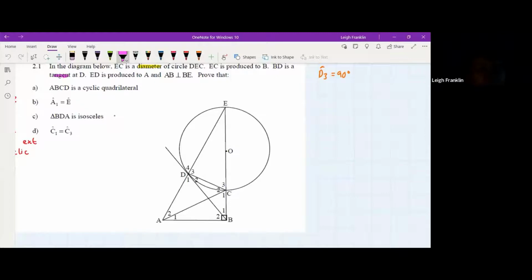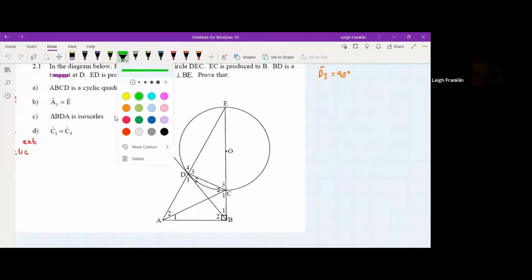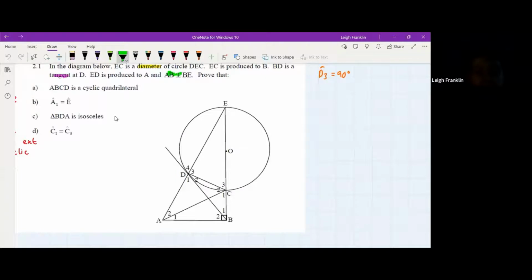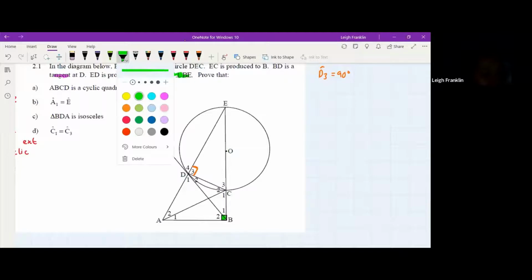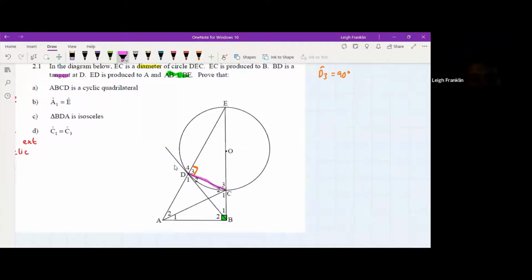All right, so this AB perpendicular to BE is this bit over there. Okay, that right angle over there. Right. We also know from our conversation that angle D3 has to be 90 as well. Okay, so proving that ABCD is a cyclic quad, the first thing that we're going to do is we're going to go and get our highlighters matrix. And we're going to go and highlight ABCD. Okay, so that's this one over here. Come highlighter, there we go.